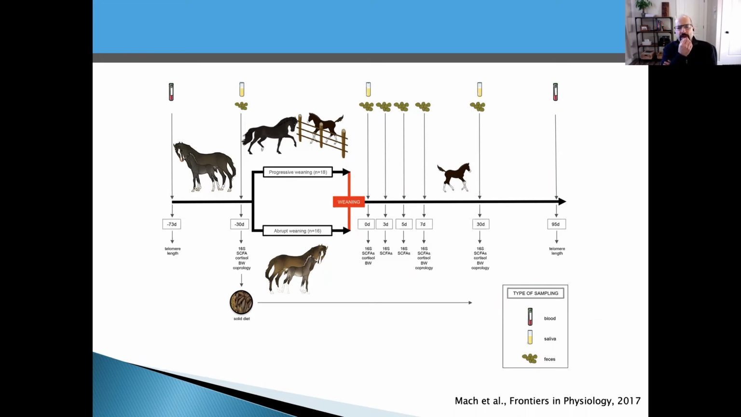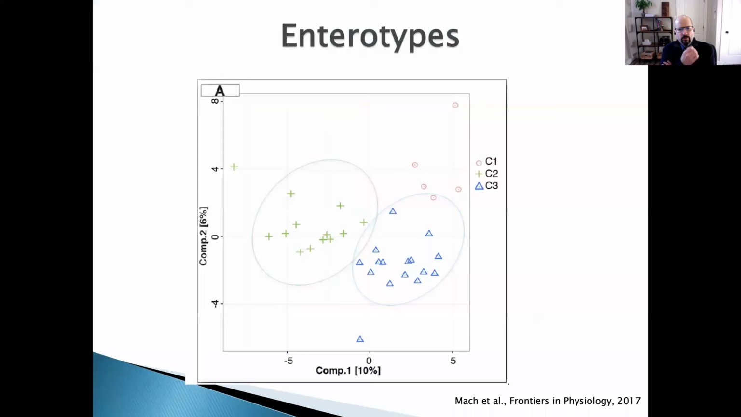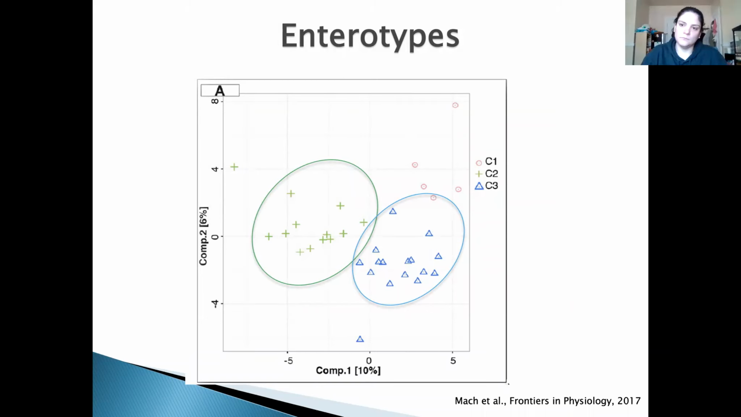They were hoping that the differences in stress level would be reflected in the microbiota, or not hoping, but that was the hypothesis. But what they found instead was that there was no difference between weaning methods, but they did find a difference between the microbiota of foals even before weaning. When they did an enterotype analysis, they found three different enterotypes, here C1, C2, and C3.